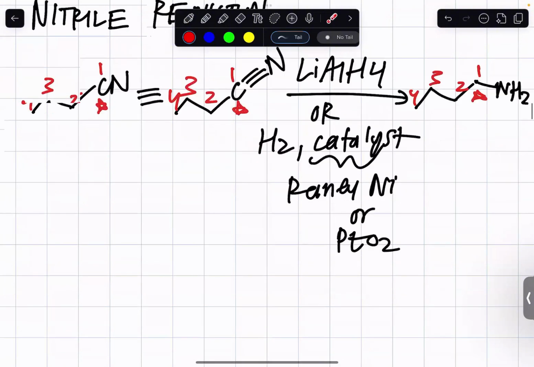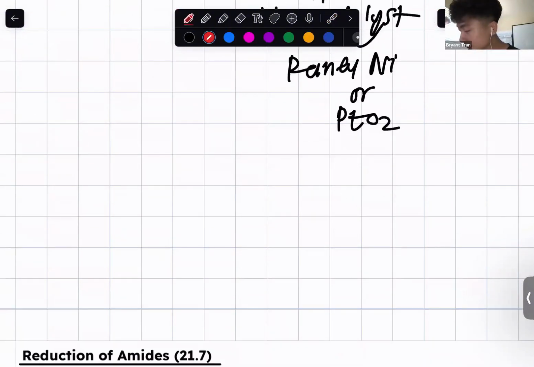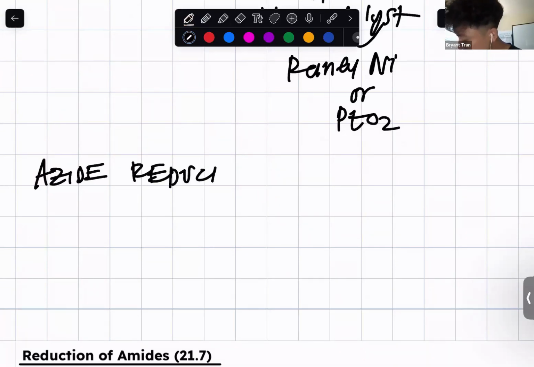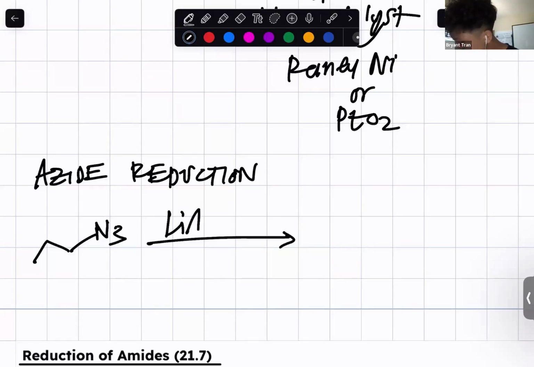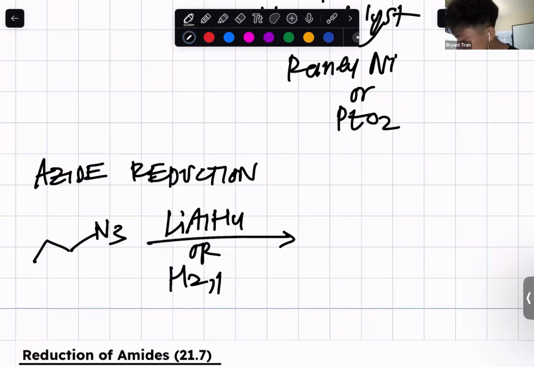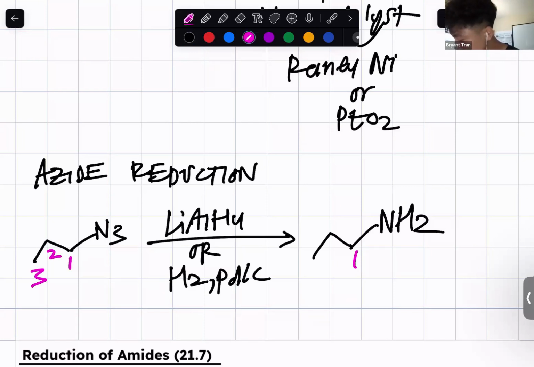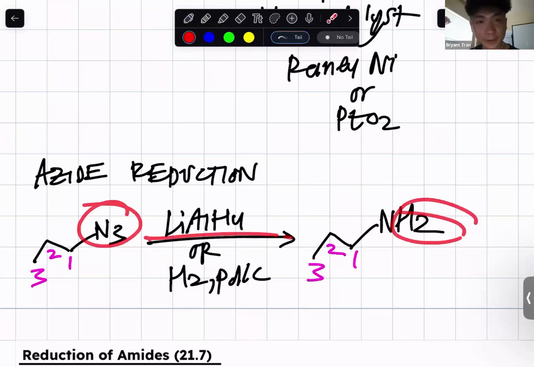Okay, the next one is going to be azide reduction, and this one is going to be N3. So let's say we have this N3 right here. To reduce it, we could use lithium aluminum hydride with some acid workup afterwards, like H2O or H3O+, or you could use H2, Pd/C. That's going to reduce this azide N3 into NH2. We had three carbons to begin with, so we end with three carbons. The N3 becomes NH2 from this reducing agent.